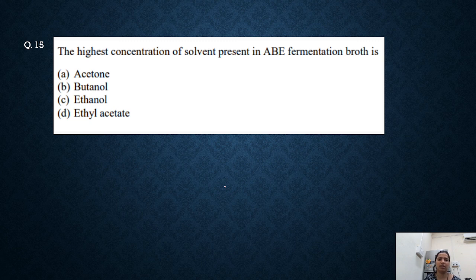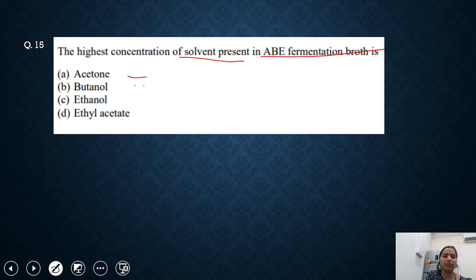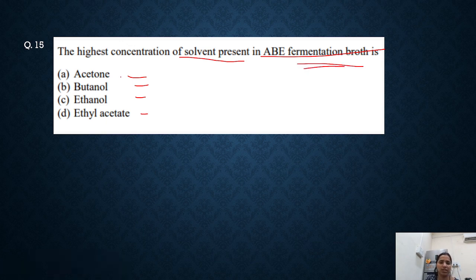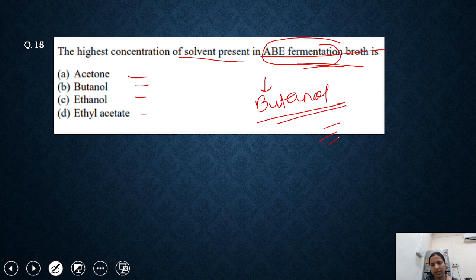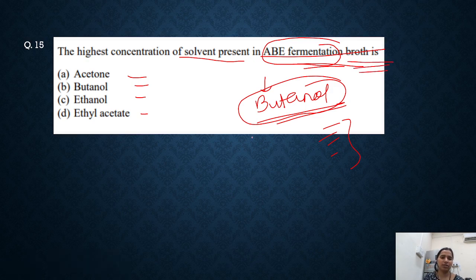Okay, this is our next and last question for today's session. The highest concentration of the solvent present in ABE fermentation broth is: they are asking which component is present in maximum concentration in this fermentation broth. The options are acetone, butanol, ethanol, or ethyl acetate. In ABE fermentation, butanol is present in maximum concentration among the solvents. So for this question, answer is B.